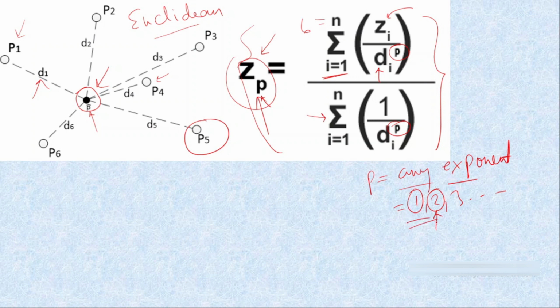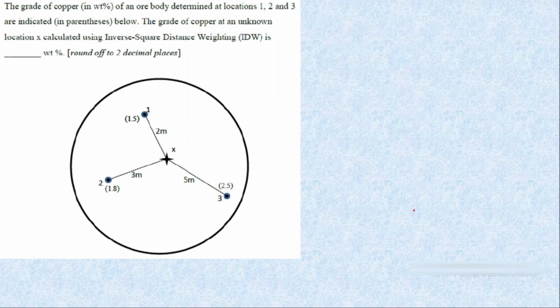So these are the more common exponents that are used in the IDW method. Now let us understand this concept using a question from this year's GATE, GATE 2021. Most of you must have already solved it and understood it, but let us see what this question says.